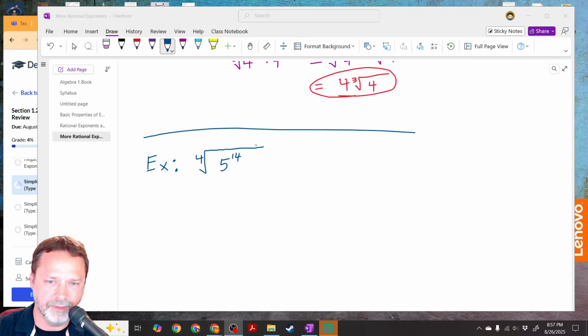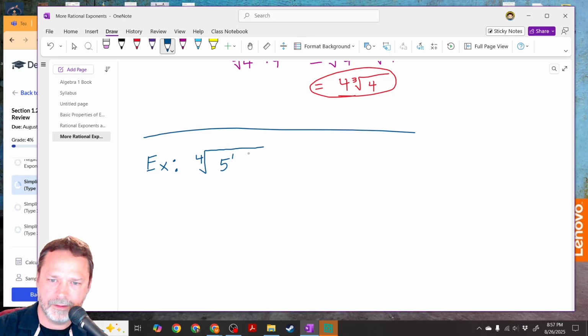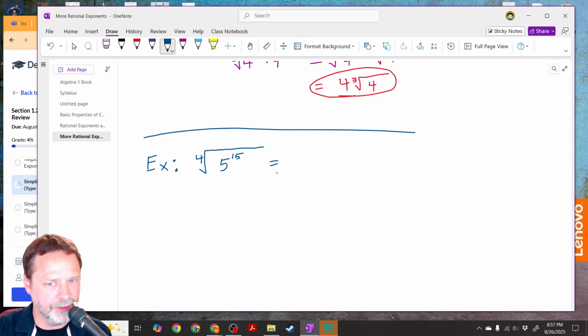Here's a good example. Let's say we have the 4th root of 5 to the 14th. And actually, no, I don't like that one. I want to do 5 to the 15th. Now that I think about it, let's do 5 to the 15th. And you'll see why. What I want to try to do here is show you guys a shortcut.